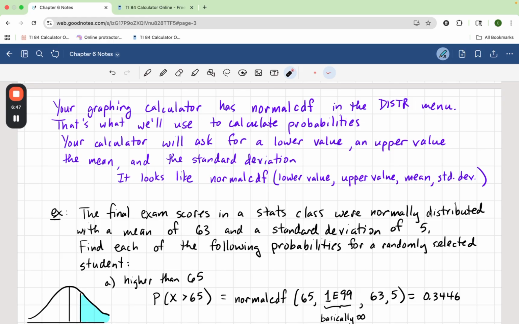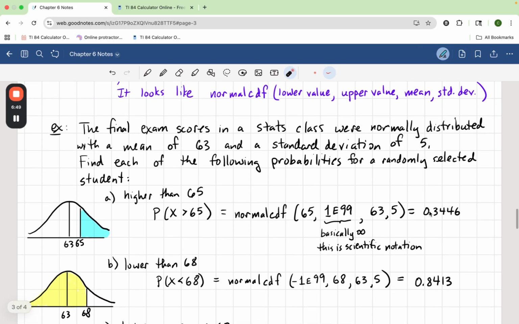So here we go. The final exam scores in a stats class were normally distributed with a mean of 63. Your mean's going to be way better than that, I can tell. And a standard deviation of 5. Find each of the following probabilities for a randomly selected student. So probability that the student gets higher than 65.